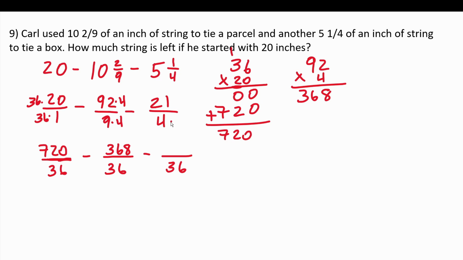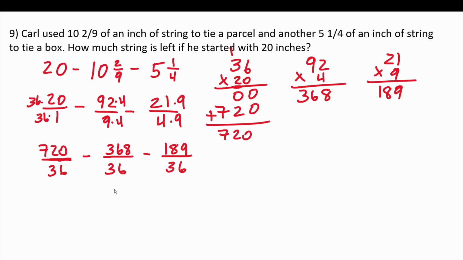And finally, to write 4 as 36, we multiply it by 9, which means we're also going to have to do that to its numerator. And I'm going to do that off to the side so as not to make any mistakes. 9 times 1 is 9. 9 times 2 is 18. Okay, so this is 189 over 36.